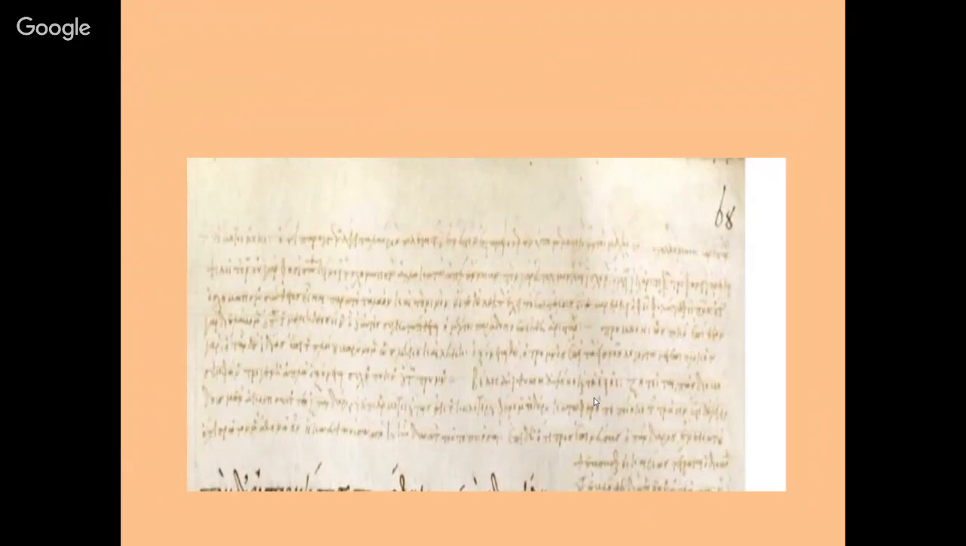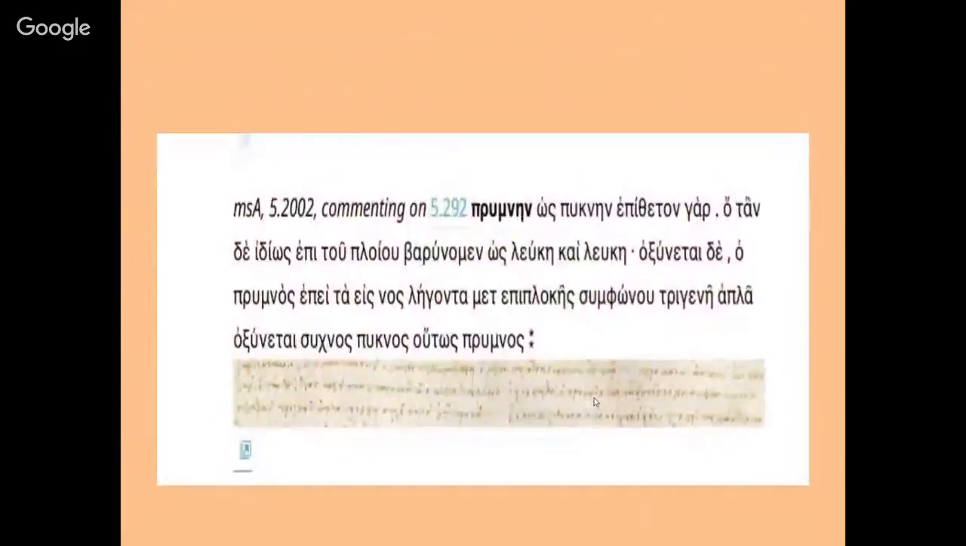I will show here the scholion for the word primnin, which is found at the beginning part of the folio of the manuscript. If we zoom in on the manuscript, we can read it better, as you see here. And as you see, the scholion refers to the accentuation of the word primnin, but also to the common accent on the final syllable between the adjectives pyknos and primnos.